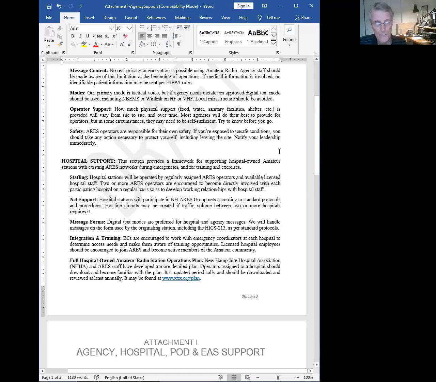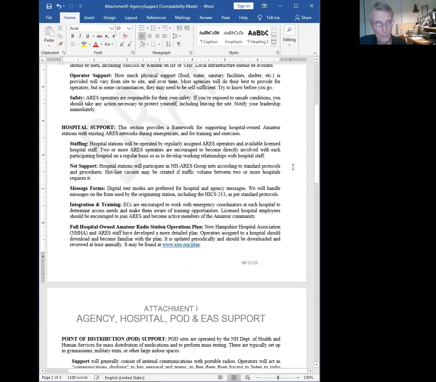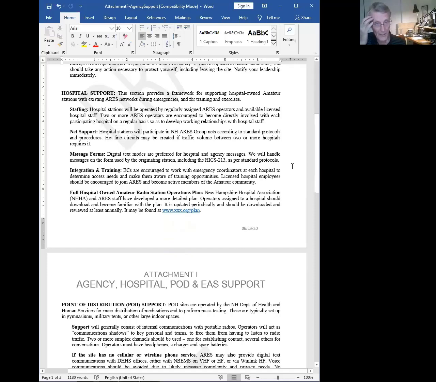Operator support. We talk about how much physical support our operators are going to be given. It's going to vary from time to time and site to site. Most agencies will do their best. We want to let agencies know that we kind of expect that. If we've shipped you an operator, unless you've told us that he's got to be completely autonomous, we expect you to take care of him. And of course, the ARES operators are responsible for their own safety, and you should bail if you're not safe and notify leadership.